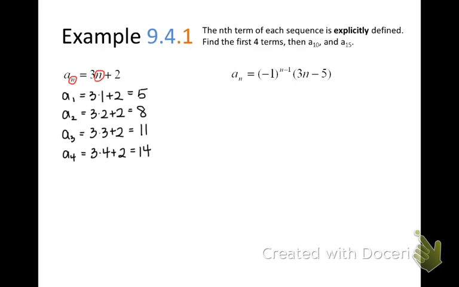Okay, then I want you to jump down and find the 10th term. So what do I do for that? Yeah, I know this is sounding very repetitive. It's not too difficult, right? And then we go down a little bit more to a sub 15, and that's going to be 3 times 15 plus 2, which is going to be 47. Very good. Are there any questions on that?